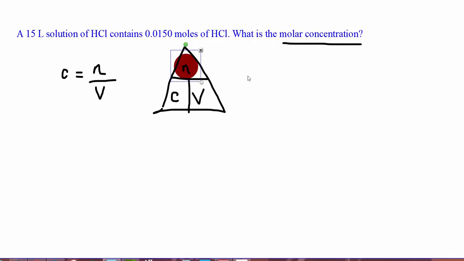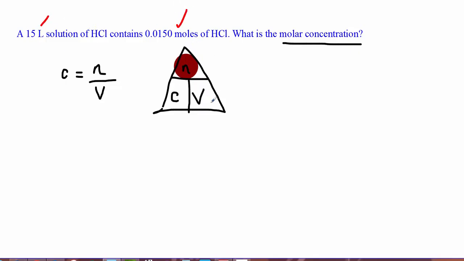So let's go ahead and solve this question then. We've got a 15-liter solution of HCl that contains 0.0150 moles of HCl. So we have the correct units that we need. We're in moles, and we're also in liters. So that's great. We can go ahead and plug this in.